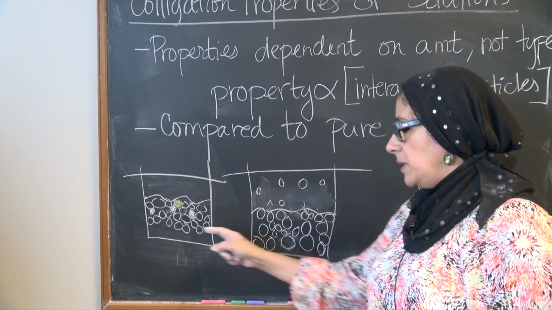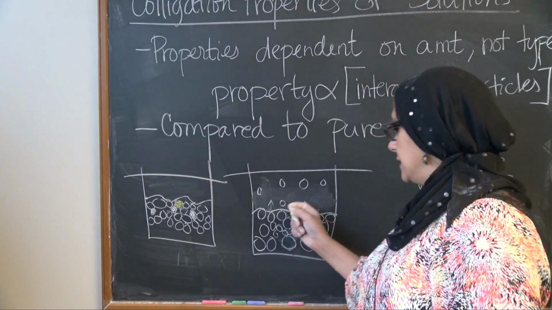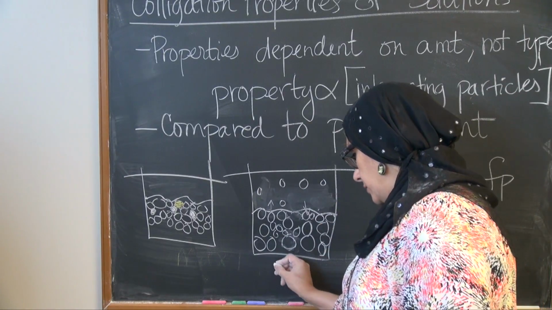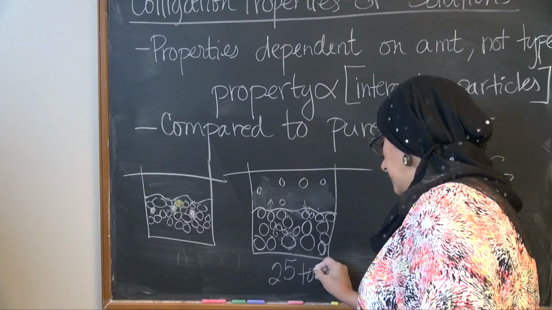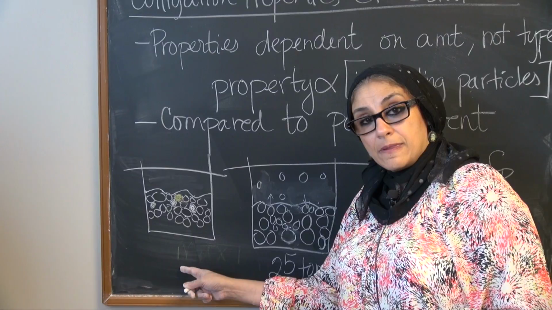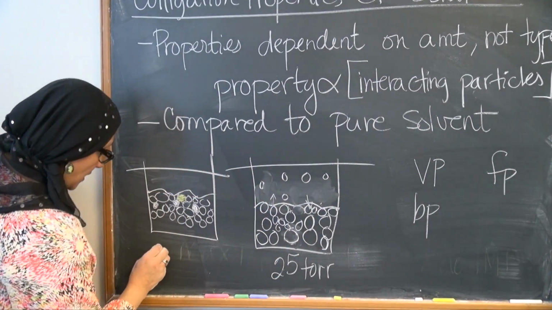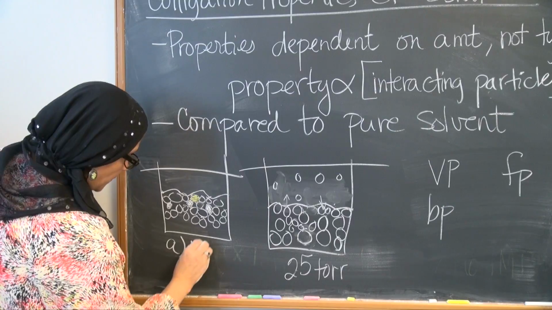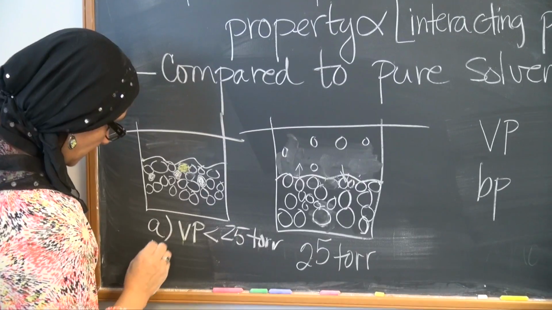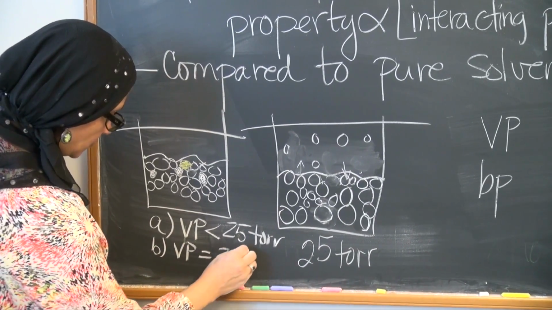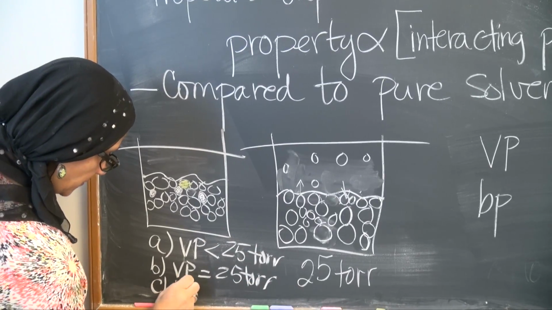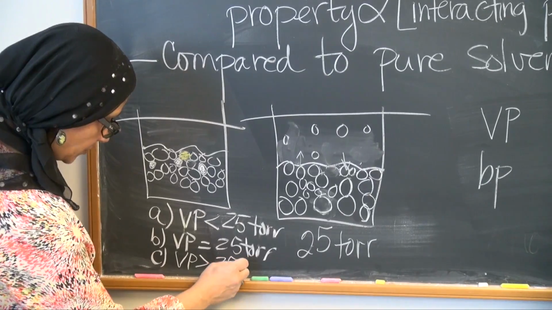And so at the same temperature, if, let's say, the vapor pressure in this container is 25 torr, what's the vapor pressure going to be here? Here are your three choices. A, the vapor pressure is going to be less than 25 torr. B, vapor pressure will be 25 torr. Or C, I'm running out of room here, vapor pressure will be greater than 25 torr.